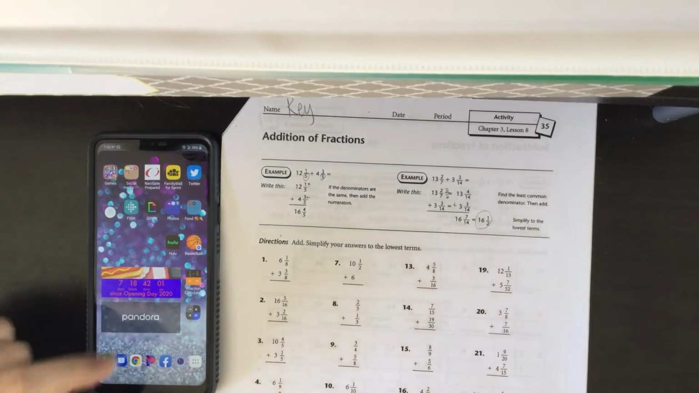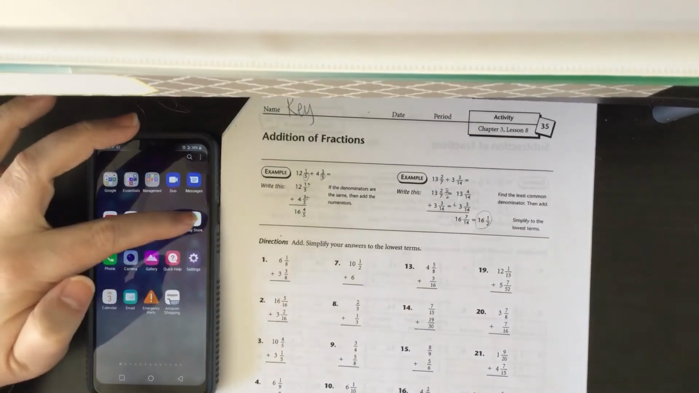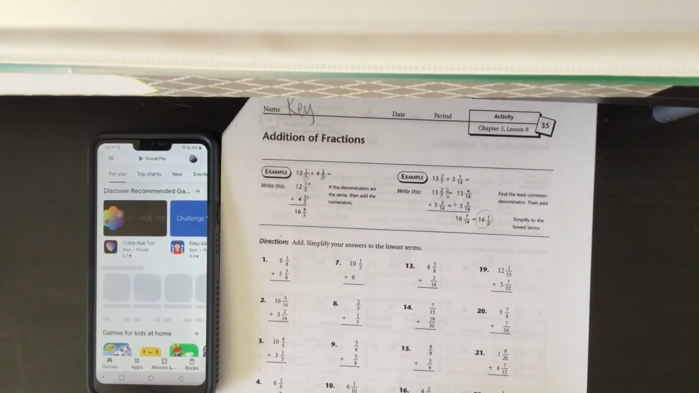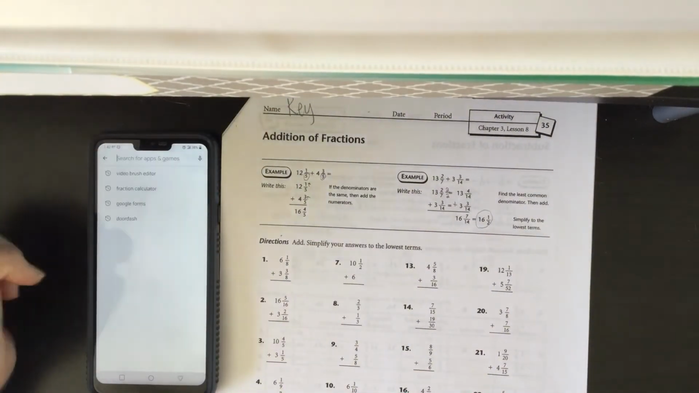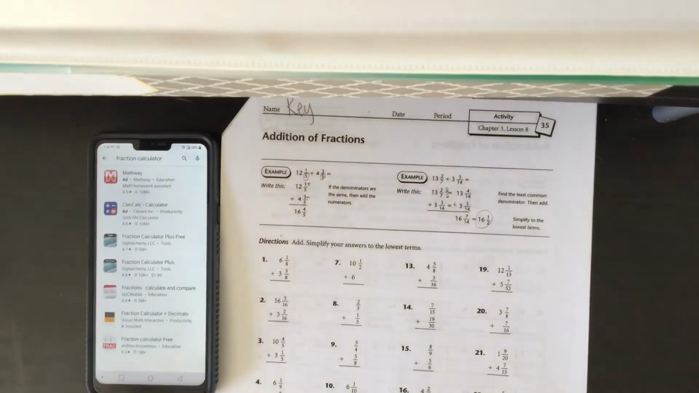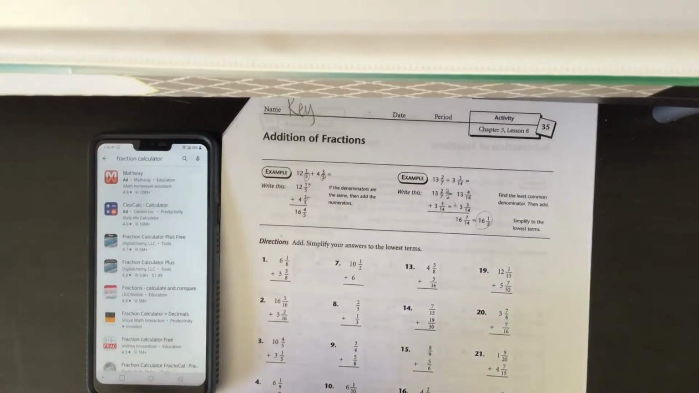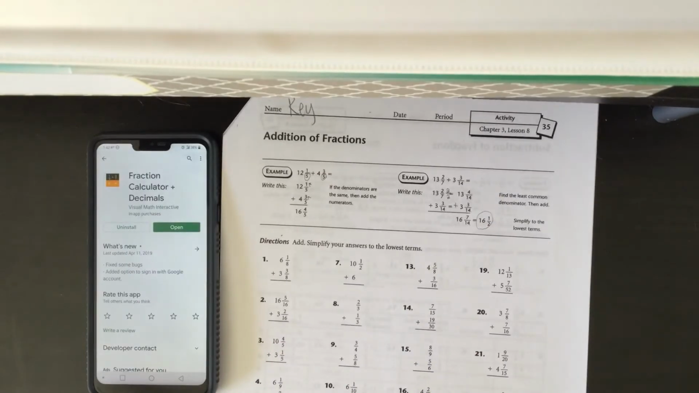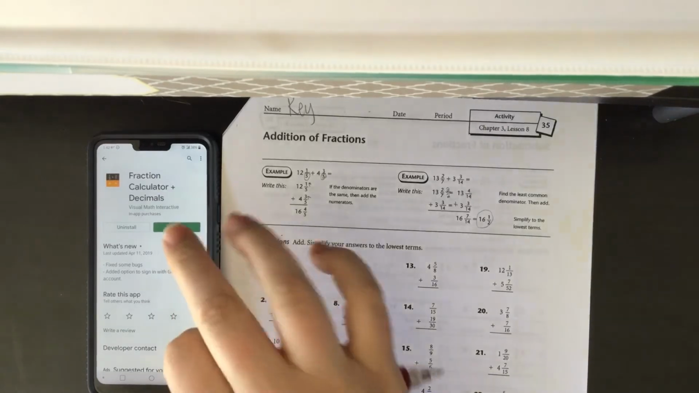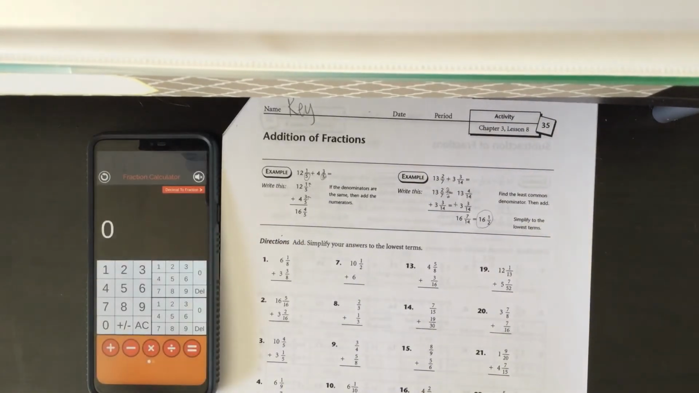So the first thing that I want to do is go to my fraction calculator. If you don't have that downloaded, go to the Play Store, or the App Store if you're on an iPhone, and type in fraction calculator. You can see that in my recent searches. We want to go with the fraction calculator and decimals, the image that is black and orange. Okay? That's the one that's the easiest to use, the one that I have found to be the most helpful. So I've already downloaded it. I'm just going to open it, and now we're ready to go.